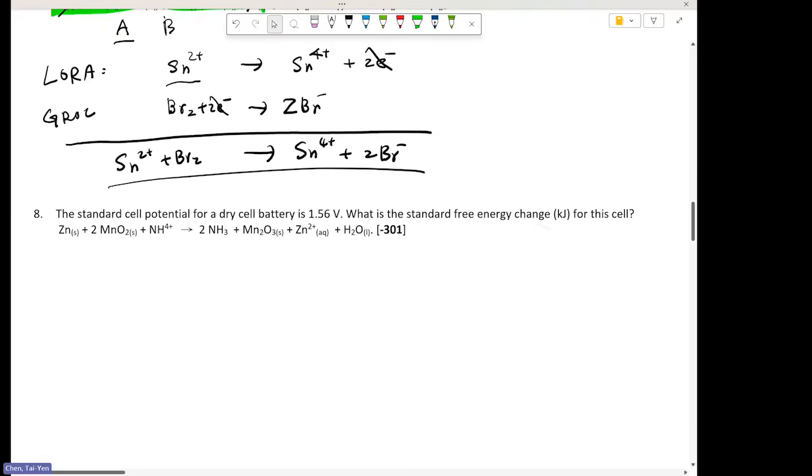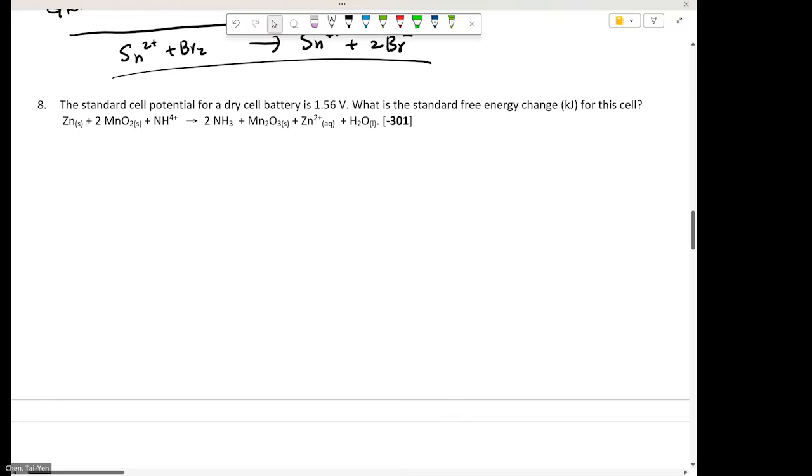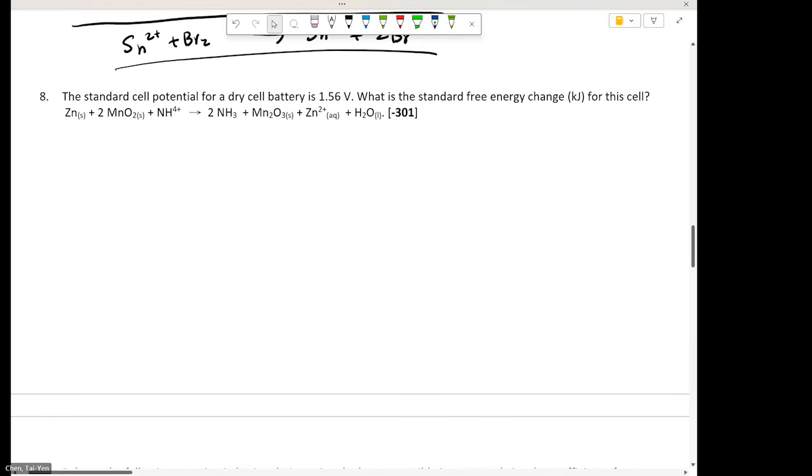Question number 8. The standard cell potential for a dry cell battery is 1.56 volt. What is the standard free energy change for this specific cell? What is the keyword? Battery, yeah.